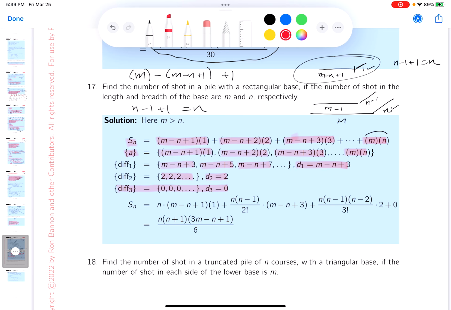So what are you looking for, Sn? Fairly simple to write down. What's it going to be? N, right? And then it's going to be the A1, n minus 1, 2 factorial, D1. This thing again, same pattern over and over again. That's going to be 2. And then everything's going to be 0.